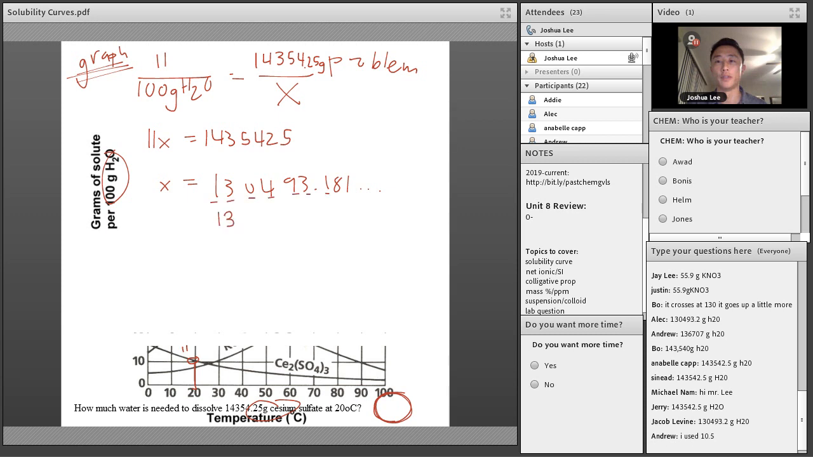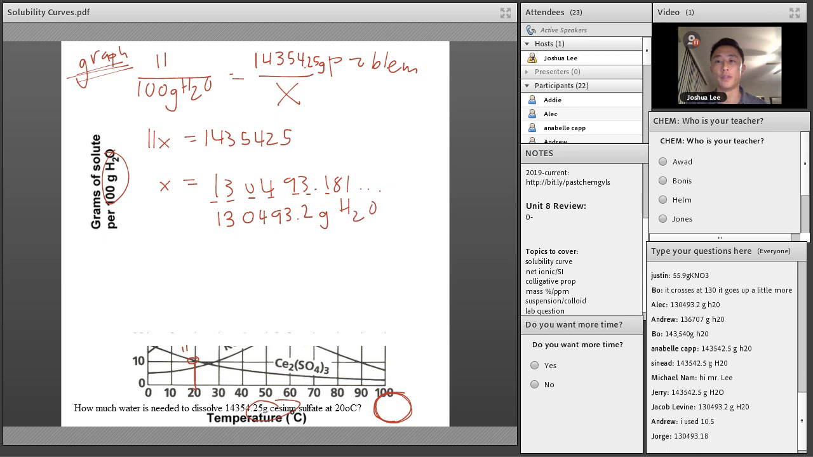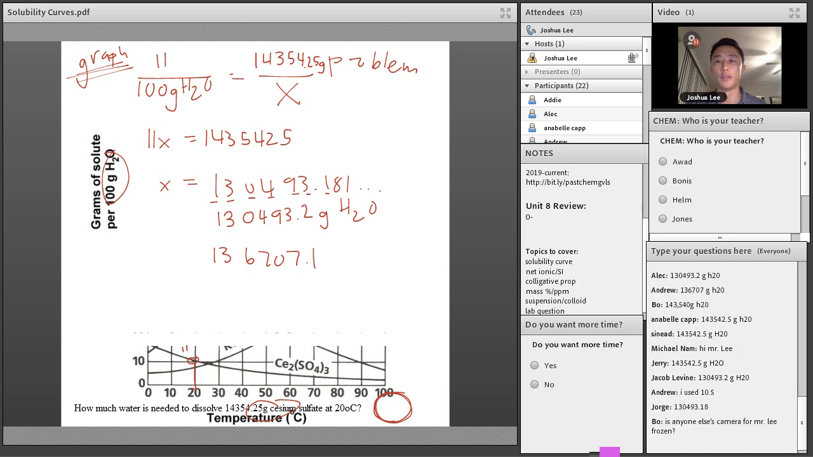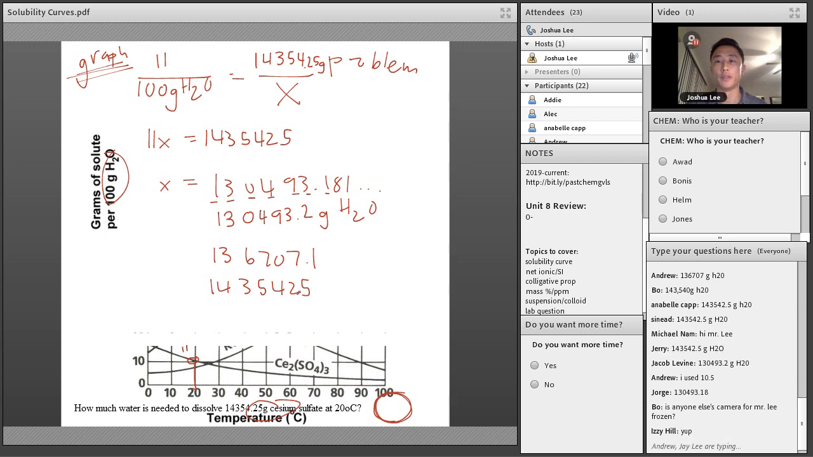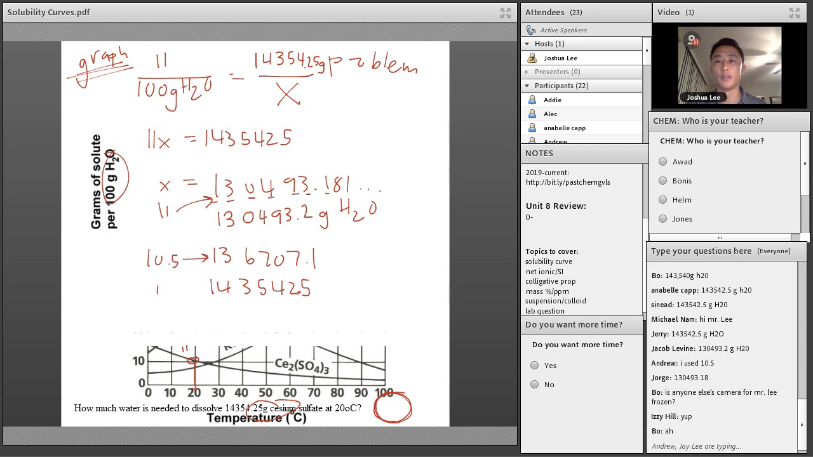So if you used 11 grams of water, if you use 10 and a half, it would be 136707.1. And if you use 10, you just divide by 10, it'll be 1435425. So this is if you used 11, 10 and a half, and 10.